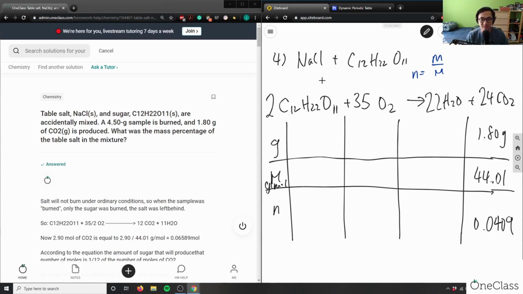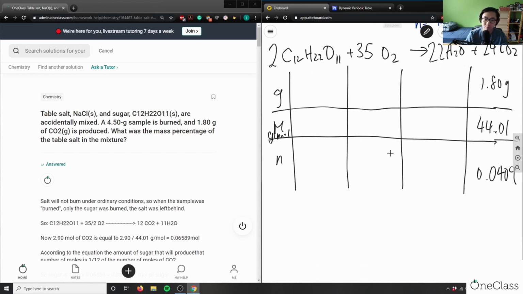And then what we can do is take the mass percentage. In order for us to do that, the coefficient here is 24, and this is the moles of it in total, so we can simply divide this 0.0409 by 24 to figure out how many moles, or 1 mole of CO2 is here. So we have 0.0409 divided by 24. This is now 1.70. So let me write this down. This is 1.70 times 10 to the negative 3.